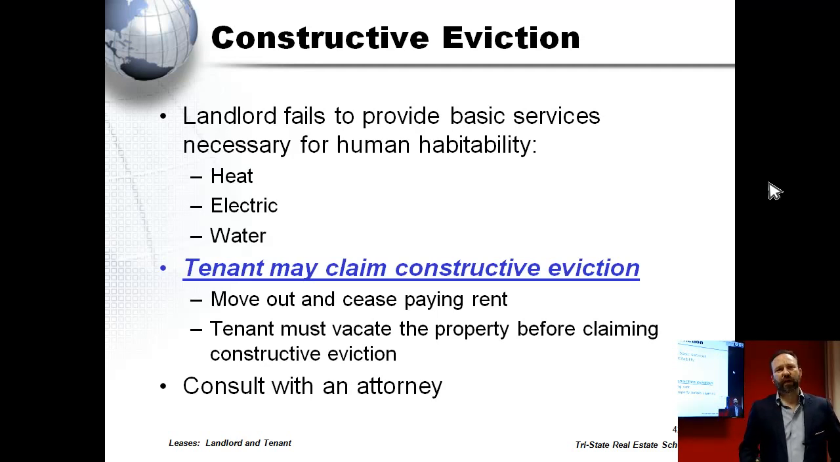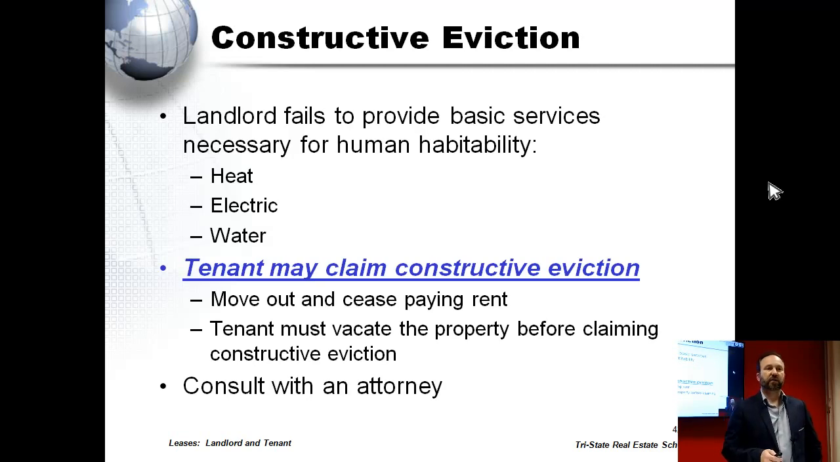There are some places where the tenant provides heat. Let's say it's a multifamily with three units and one furnace. The key to constructive eviction is that the tenant initiates it.